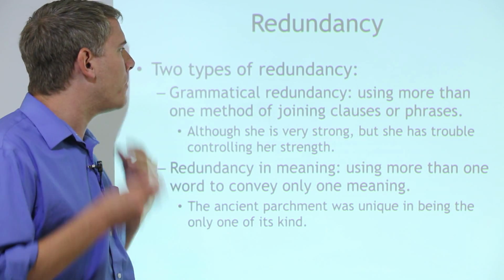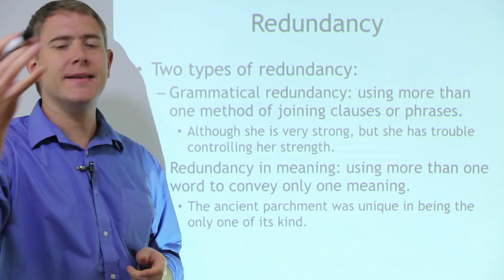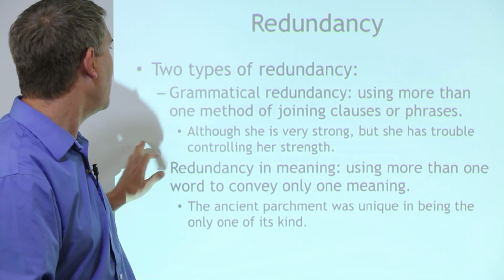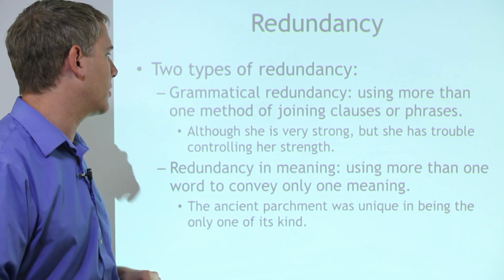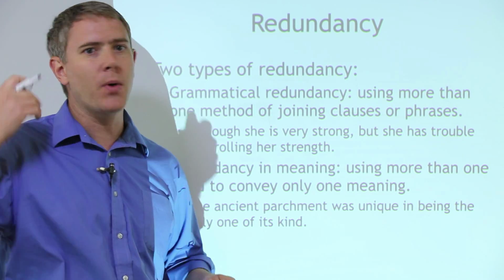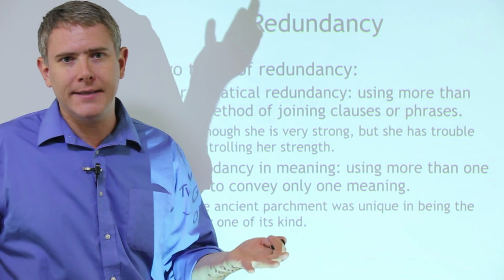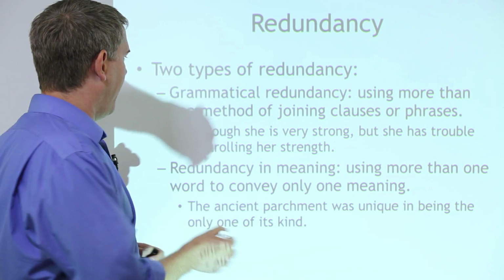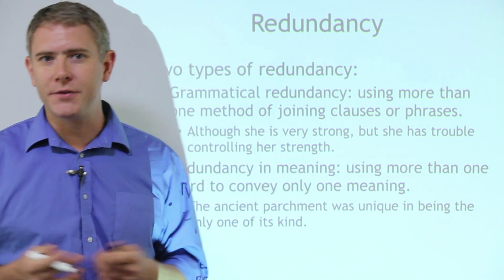When you use more than one method of joining clauses and phrases, this gets tested all the time. So here: although she is very strong, but she has trouble controlling her strength. Now you probably heard right away, that wasn't a good sentence. It didn't sound right. There's tons of ways to talk about why this is wrong.